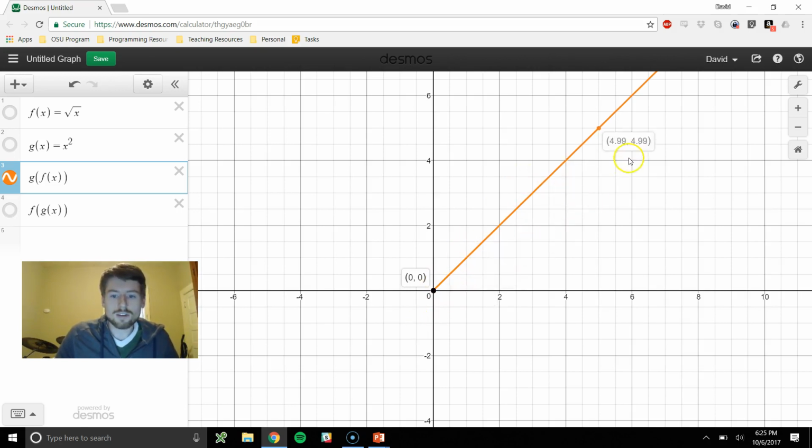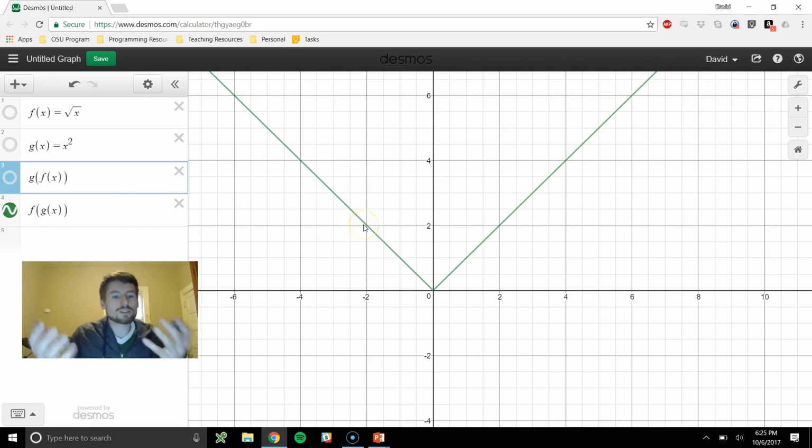So that's our graph for g of f of x. And so the domain is 0 to infinity, as we were saying earlier. It's not all real numbers. Now let's look at f of g of x. That's the absolute value function, as I was saying earlier. Remember, square root always gives you a positive answer. And so when you plug x squared into the square root, you're always going to get a positive answer out. And so that's why it looks like this V.